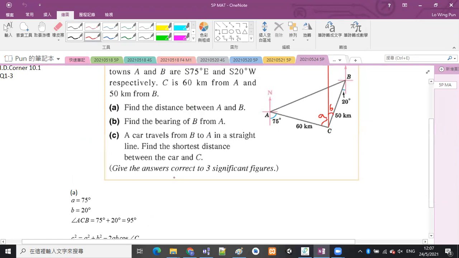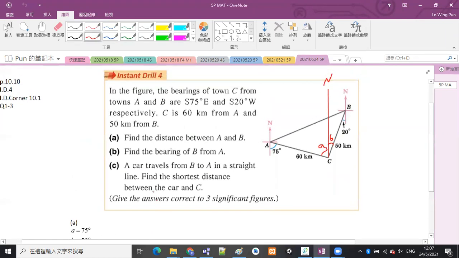Find the bearing of B from A, which means that I should be standing at A and then looking at B. So if I want to stand at A, I put a cross at point A. But there is already a cross, we do not need to put. And then we need to join AB. For the second step, we need to join AB, but it is already joined. And then the last step will be just writing down the answer.